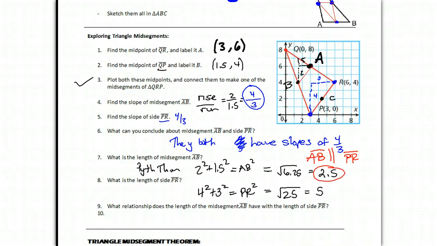Well, if we compare AB and PR, the length of midsegment AB is half the length of the longer side, the bottom side PR. So that's what we realized, and this is going to happen every single time: when you have a midsegment, the smaller midsegment is half the length of the base, and it's also parallel.